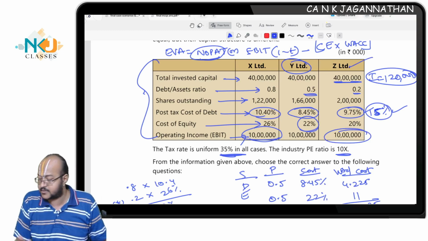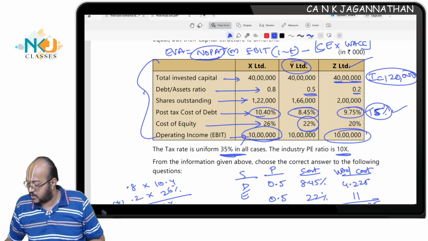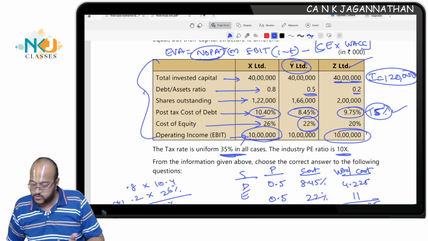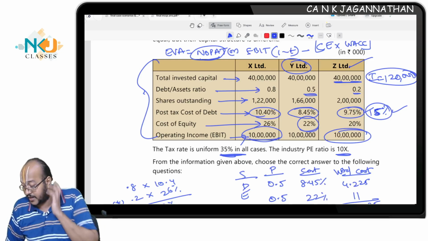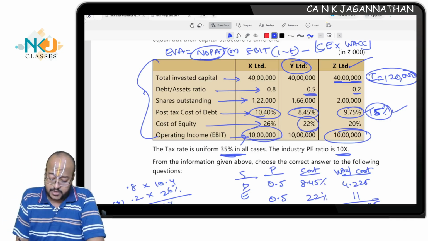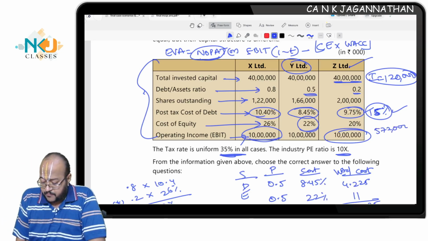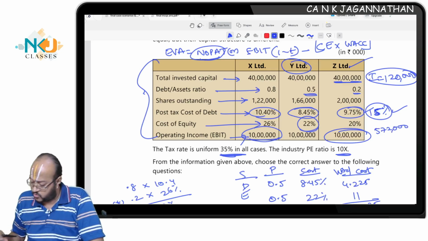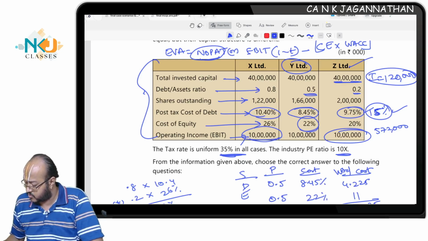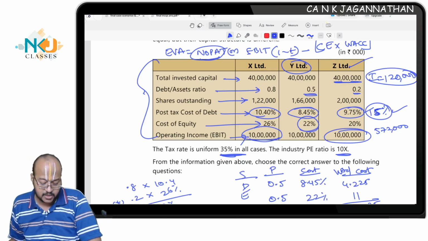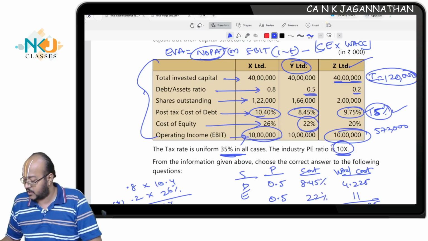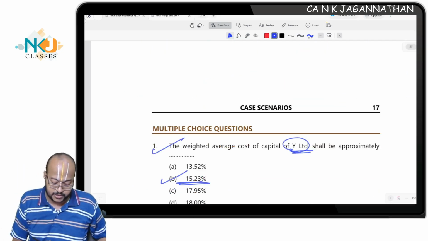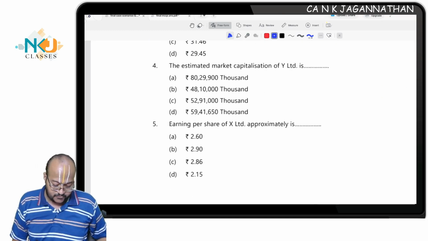What is the EBIT? 10 lakhs. 10 lakhs minus 1,20,000, we'll get EBT. Then you have taxation into 65%. You convert it to post tax. So I get 5,72,000. This is PAT. Divided by number of shares outstanding, 2 lakhs. So 5,72,000 divided by 2 lakhs, you'll get EPS 2.86. Into PE ratio 10, into EPS will give you MPS 28.6. Are you all comfortable?